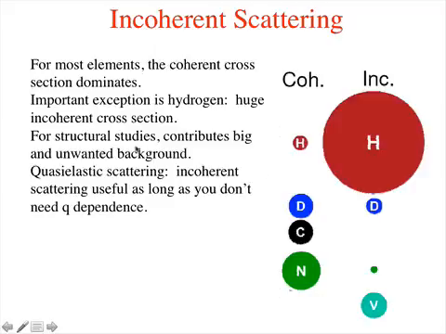Now, for structural studies, you really want to have the coherent part. So for structural studies, hydrogen is a nuisance. The more hydrogen you have, the more incoherent background you have, and the harder it is to see anything like back scattering. There is a technique called quasi-elastic scattering. If you're just interested in the energy dependence, then you can actually make use of that incoherent scattering.